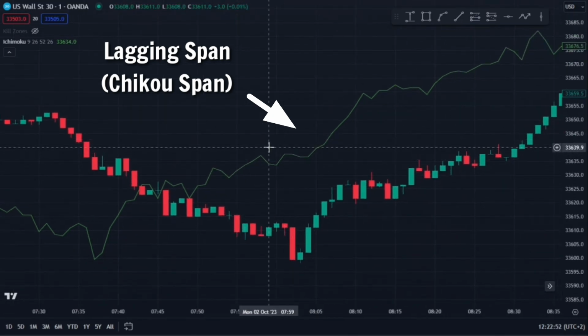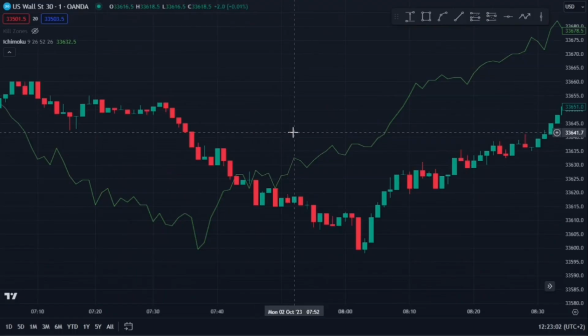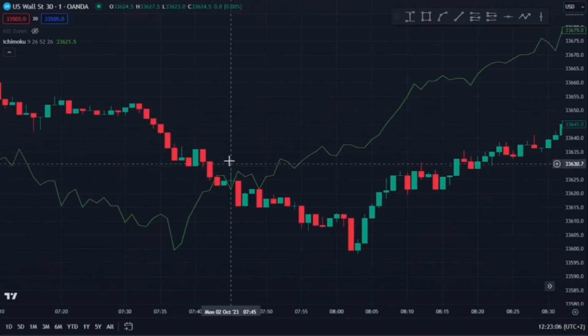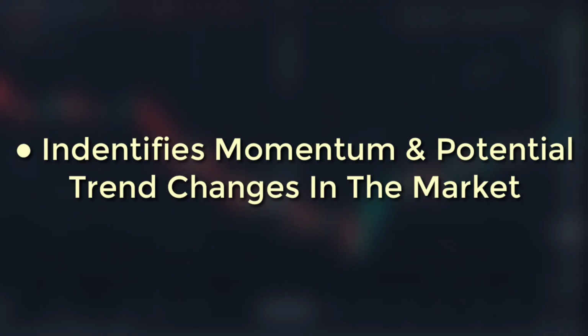The third line on the Ichimoku Cloud indicator is this green line over here, which is the lagging span, also known as the Chikou span. Now, this line is created by plotting closing prices 26 periods behind the last candle. So what I mean by periods is candles, right? There's a 26 candle delay between the price and the lagging span, and this applies for all time frames. The lagging span can also be used to identify the momentum and potential trend changes in the market.